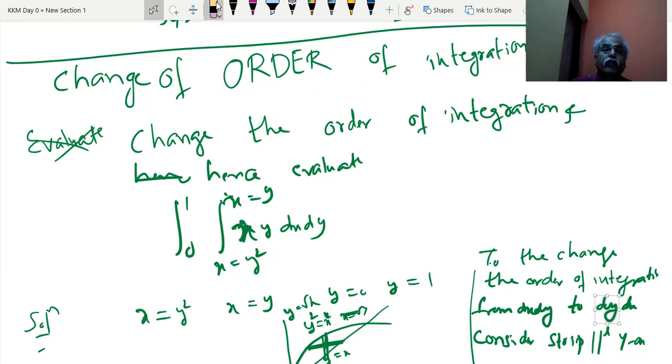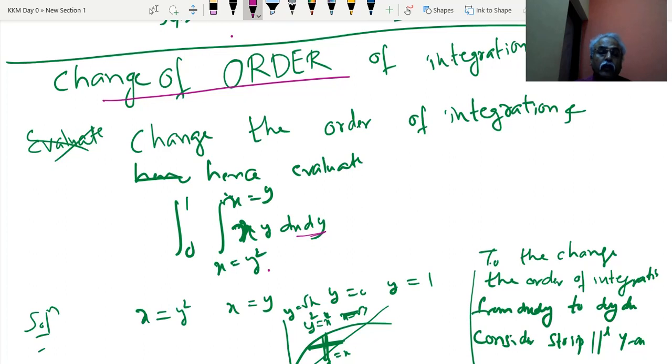Now under the heading of change of order, what all are you learning? Change the order of integration. Now, instead of area, you will be given limits. But instead of dx dy, we want to change the order to dy dx. For that, the knowledge of the previous examples is useful. Change the order of integration and hence evaluate.